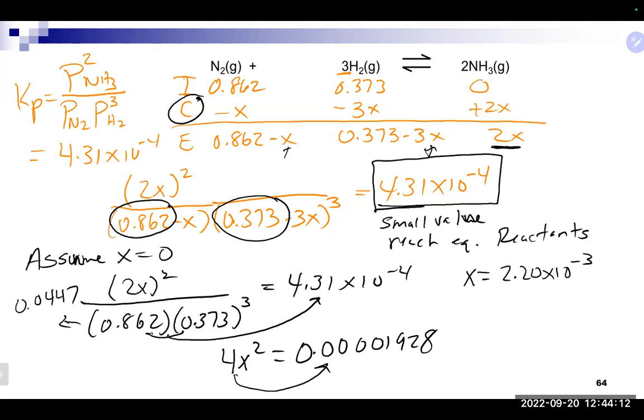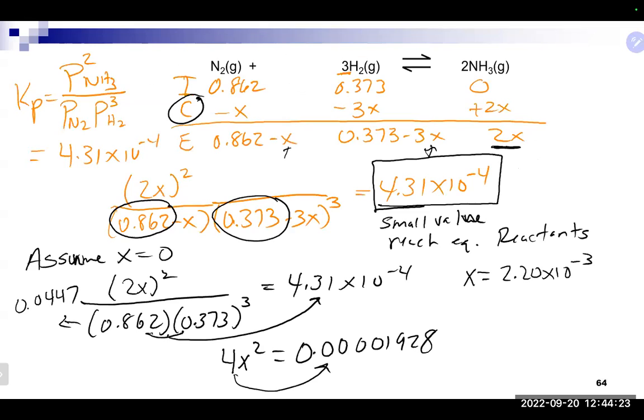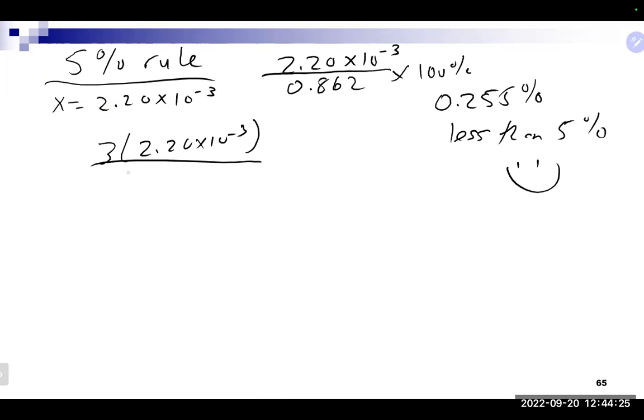So for example, if we did the other one there, we would actually take 3 times the X value. So we would take 3 times 2.2 times 10 to the minus 3 and divide it by 0.373 times 100%. And that gets us like 1.77%. So it is still good. It's less than 5%. So you can do either one.